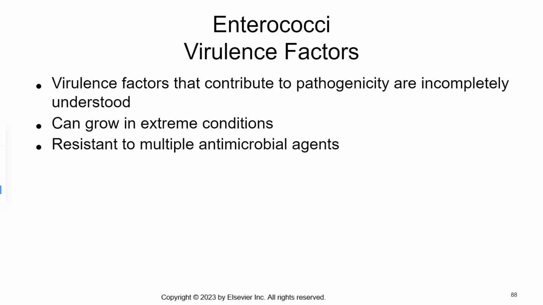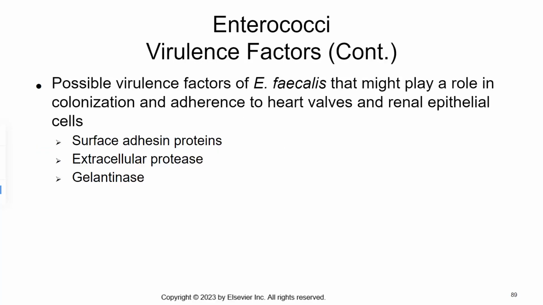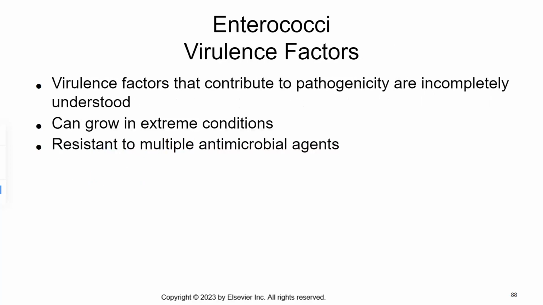Virulence factors that contribute to pathogenicity are incompletely understood. It can grow in extreme conditions, and it's resistant to multiple antimicrobial agents. One of the big ones that it's resistant to is vancomycin. So there's vancomycin-resistant enterococci, VRE. VRE is known to be highly contagious and spread that resistance to vancomycin to neighboring species. So that is a major concern when that's reported.